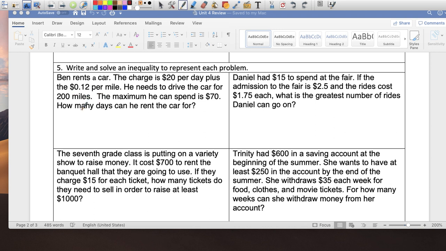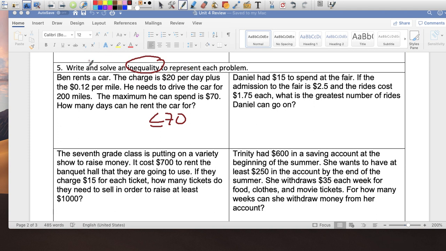Ben rents a car that charges $20 per day plus 12 cents per mile. He needs to drive the car for 200 miles. The maximum he can spend is 70. How many days can he rent the car for? So let's see. This is an inequality, first of all, so be really careful. The max he can spend is 70, so whatever I'm getting here has to be less than or equal to 70. So what do we know for sure that he has to spend?